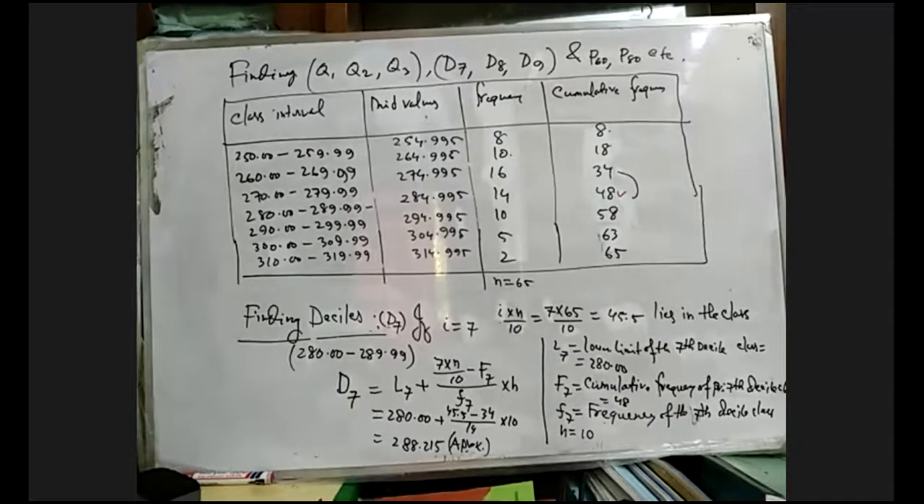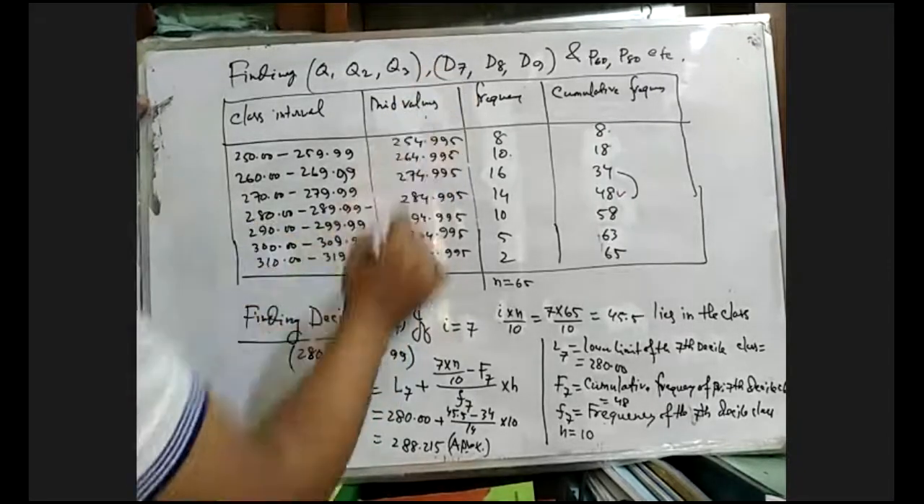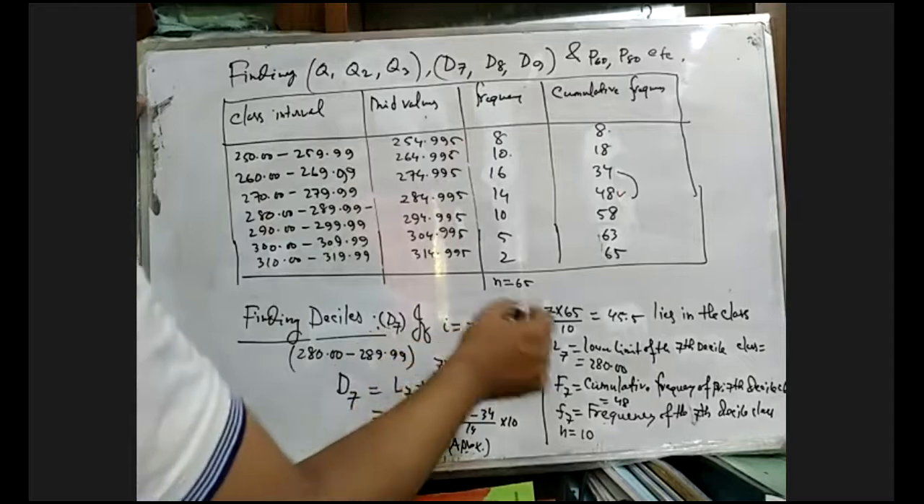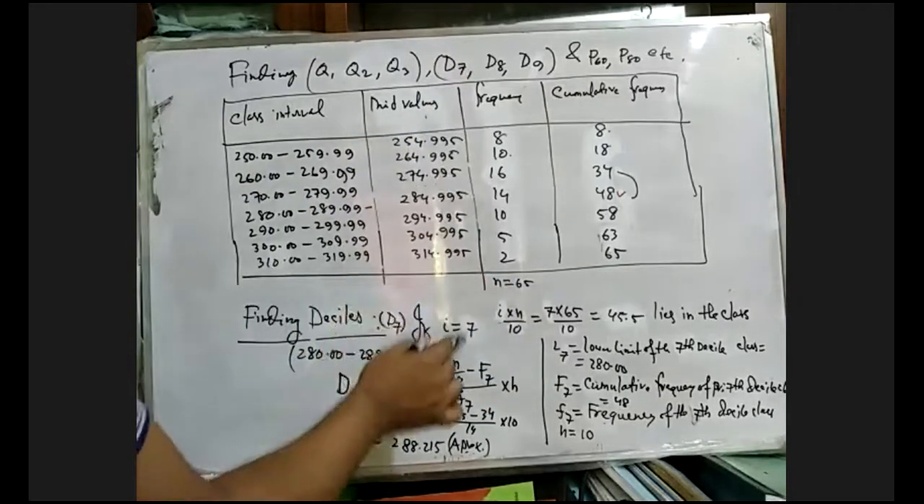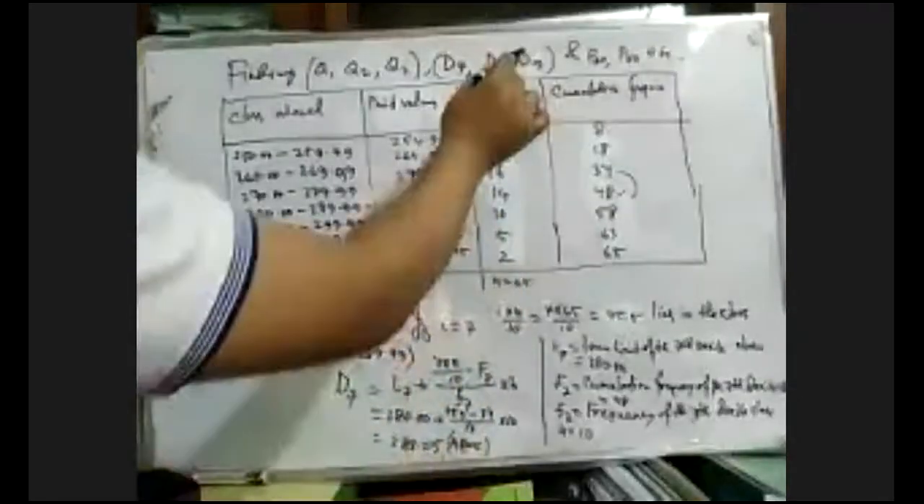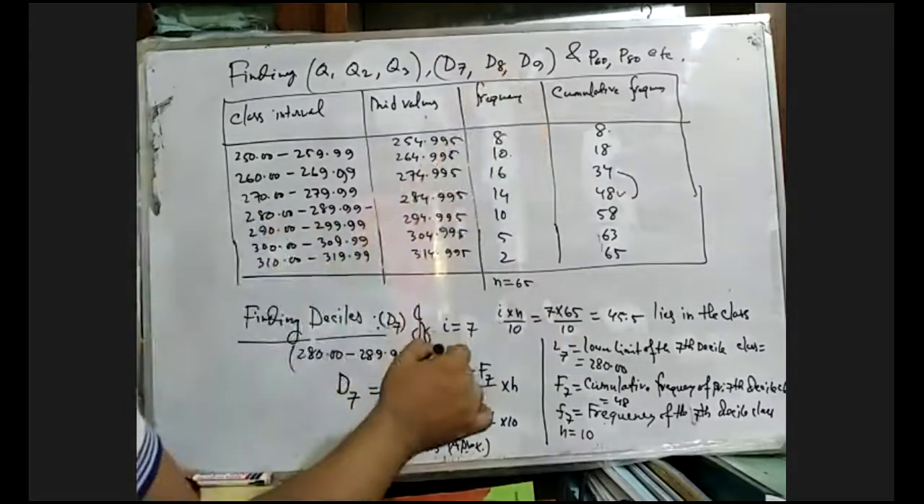So how do we find D7? That means how to find a decile: just put i equals 7. Similarly, if we put i equals 8, we get D8, and if we put i equals 9 here, we get D9.